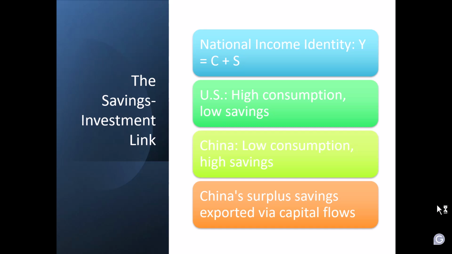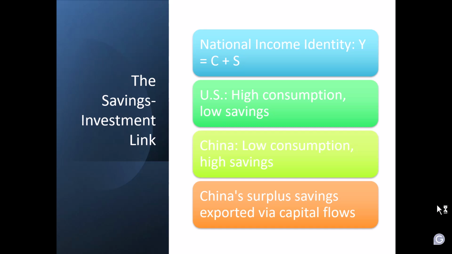United States, growing through consumption, means their C is huge. Hence, their savings is small. Now, I'm hoping you're seeing where I'm going here. The US is growing through C, hence saving is small. China is growing through X, choosing to consume small amounts, so their savings is huge.